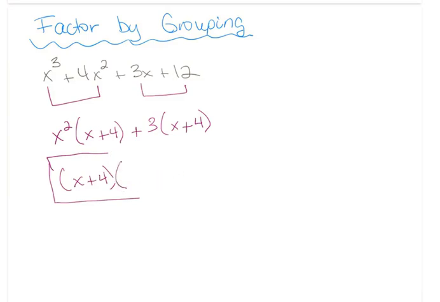So I factored out x plus 4. So what do I have to multiply by to get back to here? X squared. Yep. And then my plus. And I got x plus 4, but I need 3x plus 4. So what do I have to multiply by? 3. So that's going to give me my 3. Yep.